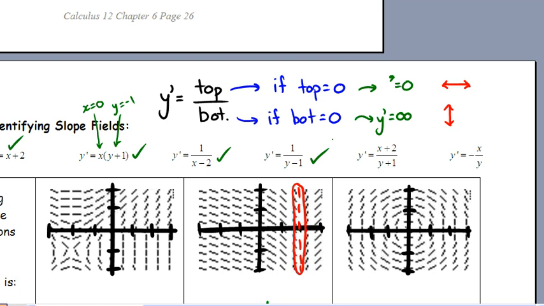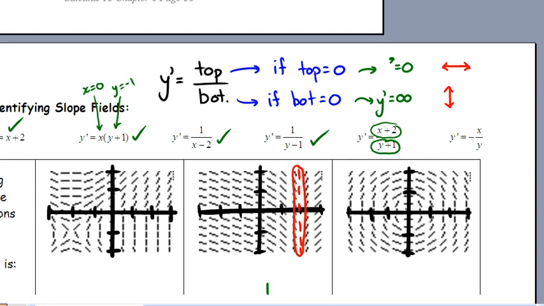I've got this one where I've got an x plus 2 in the top. You could make this top equal to 0 if x was negative 2. So when you have negative 2 for x, the y prime would be 0. The graph should be totally flat, totally flat when the x's are equal to negative 2. And then we could make the graph go straight up and down vertical with a does not exist slope when the y's are equal to negative 1.